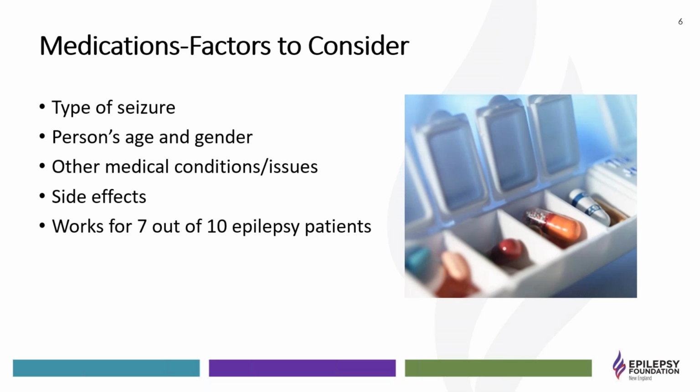They look at a person's age and gender because there are some medications that are less desirable to put women of childbearing age on because they are known to have a high risk of birth defects. So we'll probably try to put women on one of the other meds that do not have as high a risk of birth defects before this one.